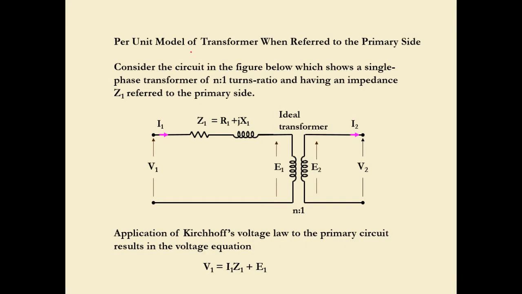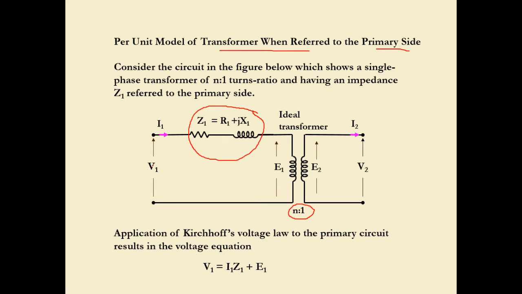So per unit model of transformer when referred to primary side. What will happen when we have the transformer referred to primary side? Consider the circuit in the figure below, which shows a single phase transformer of N to 1. So this is the turn ratio N to 1, and having an impedance Z1 referred to the primary side. So you have Z1 equal to R plus jX1, the resistance plus the reactance.